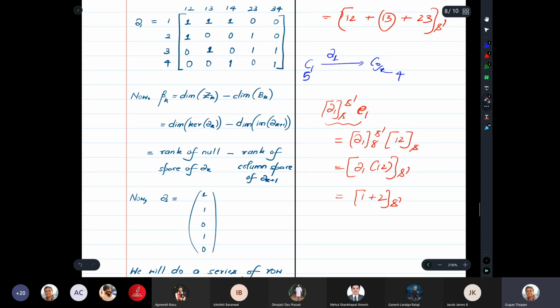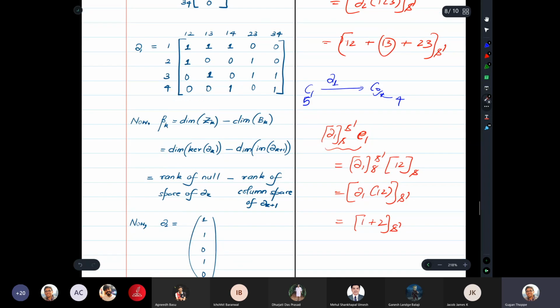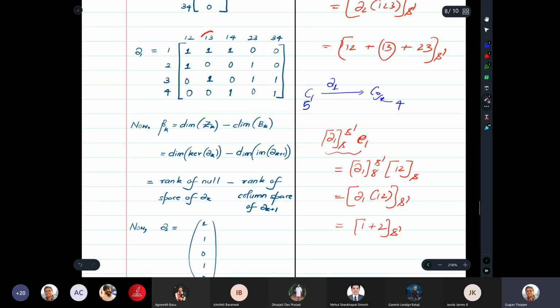So I hope you can see that this is 1 1 0 0, right? Accordingly, whenever there is a vertex which is part of the edge 1 3, you have to put a 1 and 0 elsewhere. Similarly for 1 and 4, you can see there is a 1 here and 0 everywhere else, and so on.